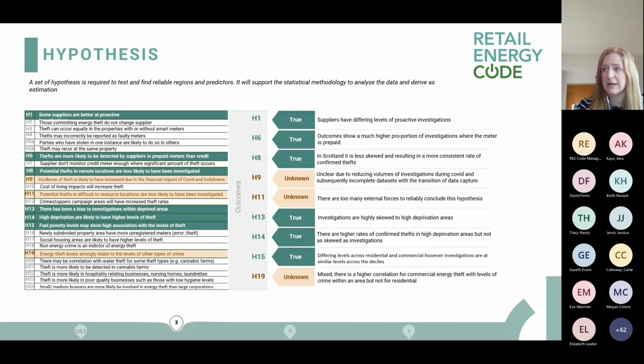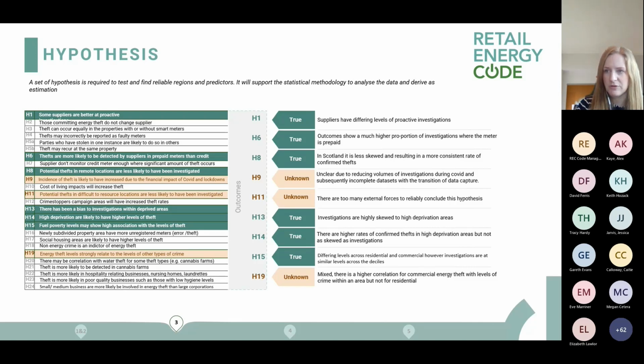So this included things like looking at the suppliers and outcome of investigations, and where suppliers were investigating and how they were investigating based on their lead source, to see if there were different actions, whether some were more proactive or some were more reactive to leads based on the lead source. Other ones were looking at how the meter type played a part in investigations. So actually the outcome showed a much higher proportion of investigations where the meter was a prepaid meter versus a credit meter.